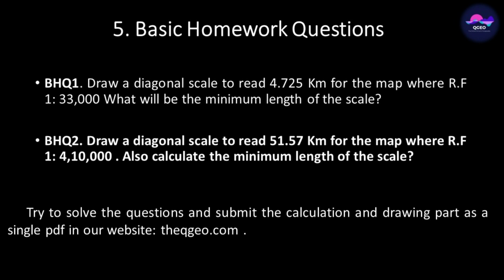Here the basic homework question 1. Draw diagonal scale to read 4.725 kilometer for the map where RF is 1:33,000, and what will be the minimum length of the scale. Okay, just like the previous question. And basic homework question 2, draw diagonal scale to read 15.57 kilometer for the map where RF is 1:410,000. Also calculate the minimum length of the scale. Try to solve the question.